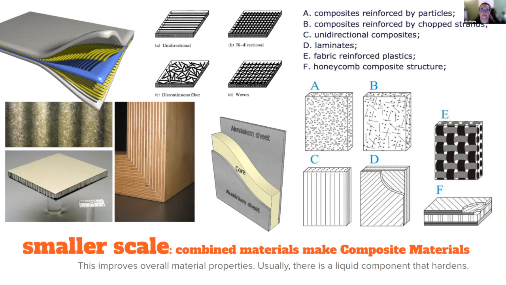Laminates, a favorite of mine, where you're sandwiching different layers of things together, like plywood. Fabric reinforced plastics, which is really cool. We'll be talking about that in a little bit. This is where things like body armor and parts for vehicles can be very thin but very strong by combining resins and fabrics. And then honeycomb composite structure.